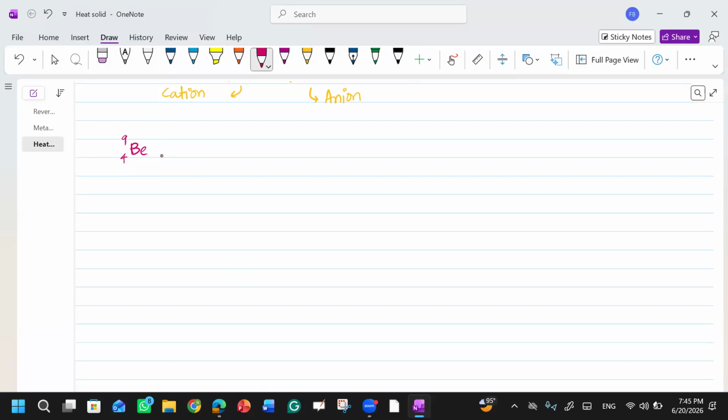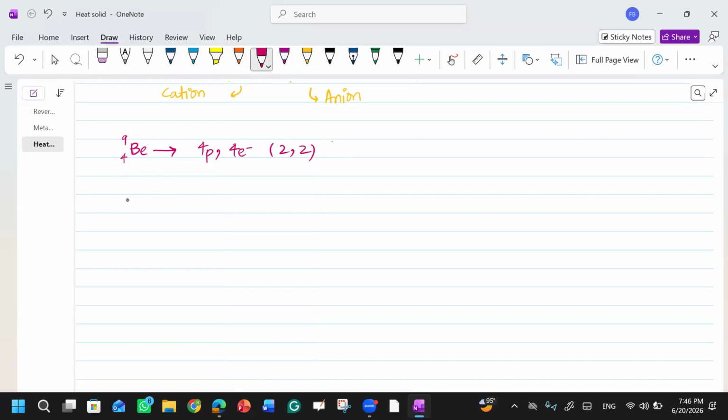Firstly, let me write the electronic configuration of this. How many protons are there? 4 protons are there. How many electrons are there? 4. Can you tell me what will be the electronic configuration? It will be 2, 2. Yeah, good.